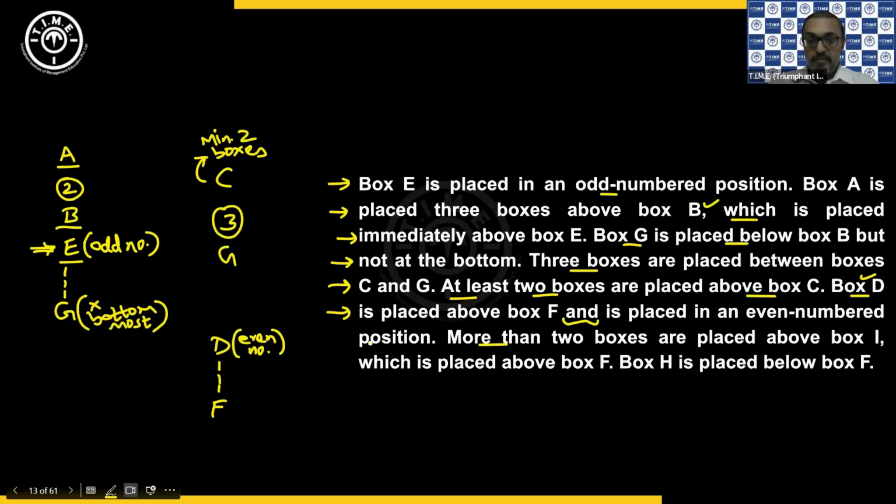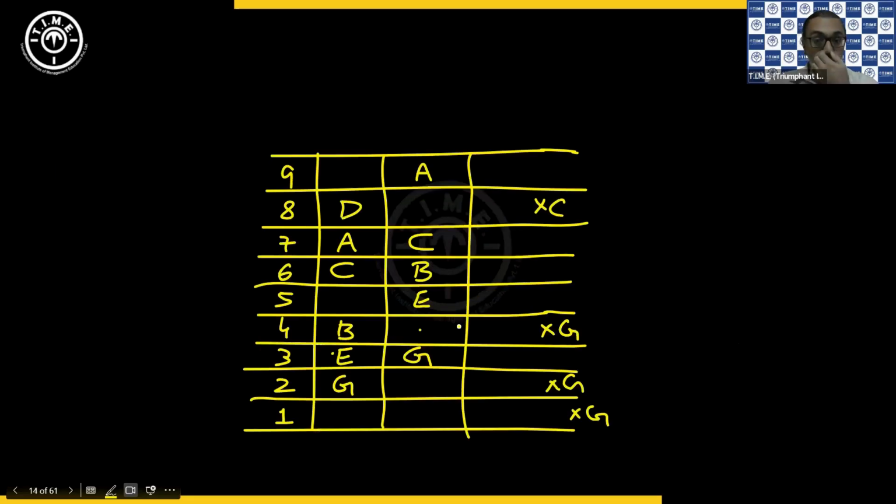Now, more than 2 boxes are placed above I. So above I, you need more than 2 boxes. Greater than 2 boxes should definitely be placed above I. So in the first case, I can be in the 5th or in the 1st also. So definitely I cannot be in the 9th position in the first case. And in the second case, I cannot be in the 8th position because it says more than 2. That much is clear. Okay.